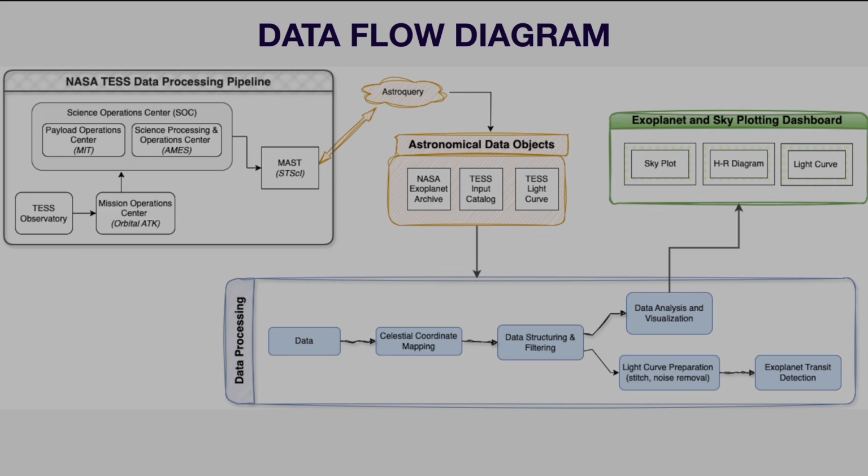Now I'm going to talk about the data flow of the app. To begin, this app uses publicly available data from NASA. It then uses AstroQuery to fetch the data and process it with AstroPy and Pandas for handling and analysis. The library Lightcurve enables analysis of the light curves, which includes filtering and transit detection, while Plotly provides interactive visualizations of the exoplanet hosting regions that we find and their characteristics on a web interface.